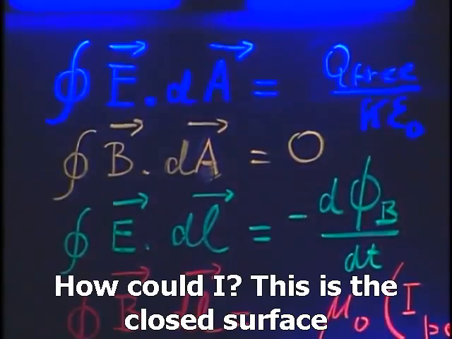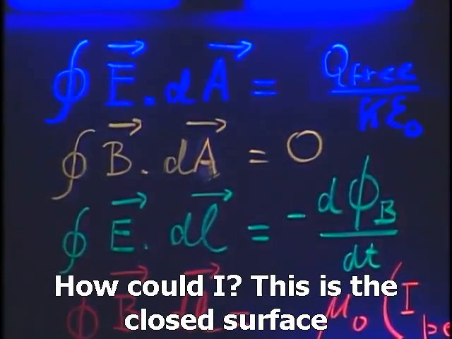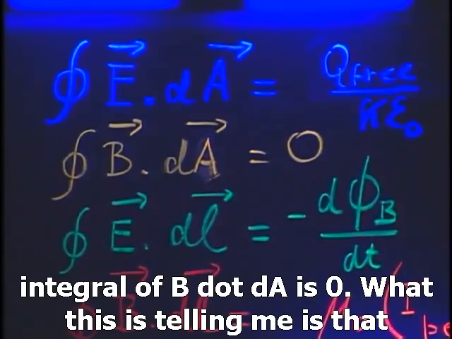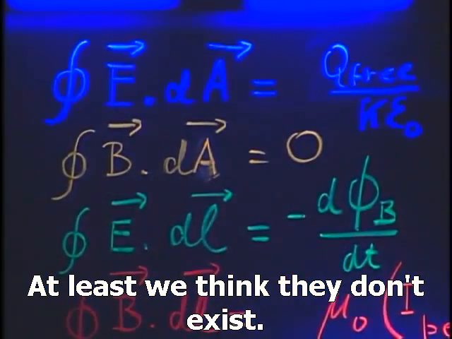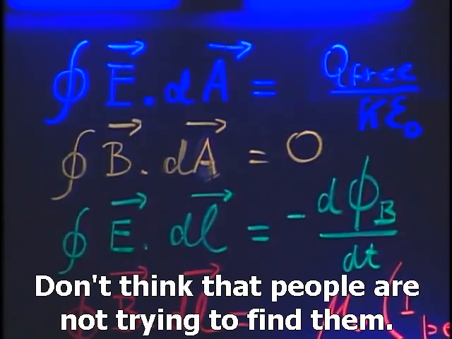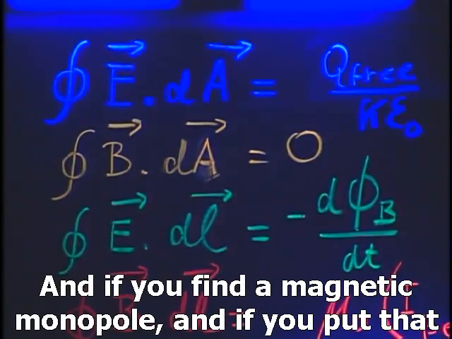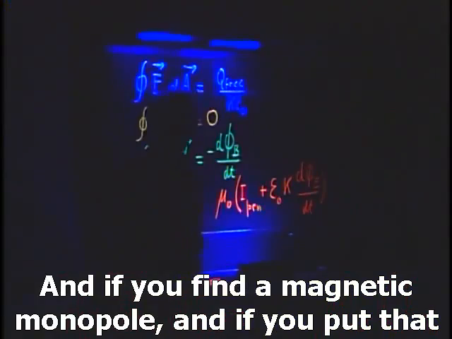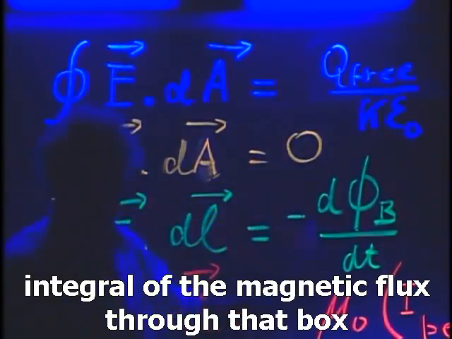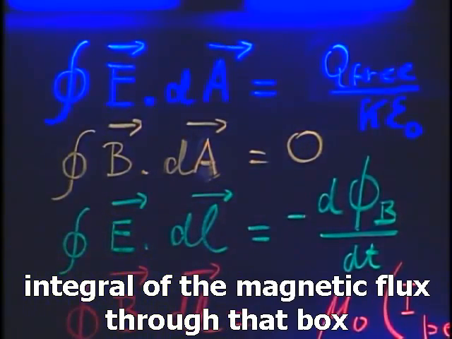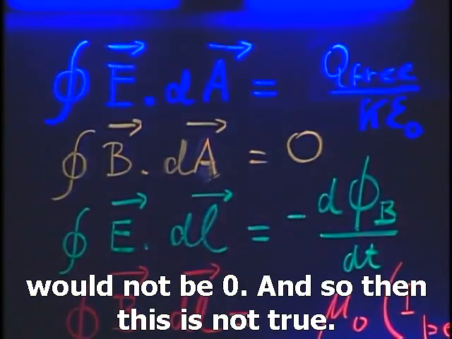What this is telling me is that magnetic monopoles don't exist. At least we think they don't exist. Don't think that people are not trying to find them. And if you find a magnetic monopole, and if you put that inside a box, then the closed surface integral of the magnetic flux through that box would not be 0. And so then this is not true. But as far as we know, it's always true, because we don't think that magnetic monopoles exist.